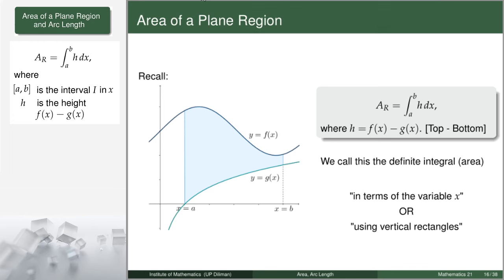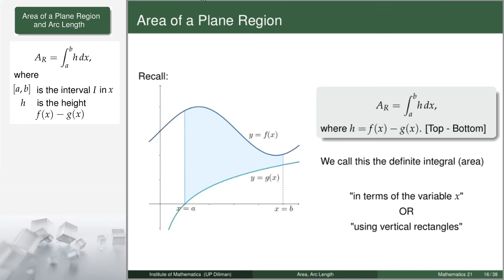Now, this type of definite integral is called a definite integral in terms of the variable x, for a reason, because every part of the integral is in the variable x. The dx, and the h, which we have learned to be just a change in y, are both functions of x, and the limits a, b are also values of x. We can also call this a definite integral using vertical rectangles because the way we analyze this is to make vertical rectangles with width smaller along the x-axis.